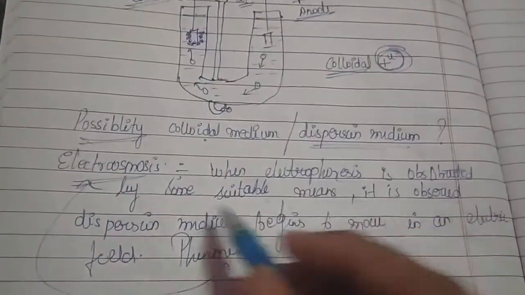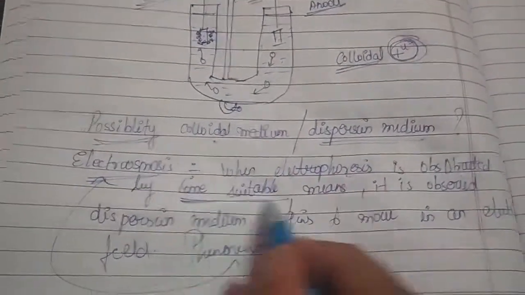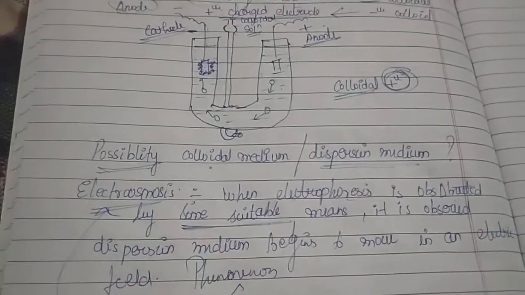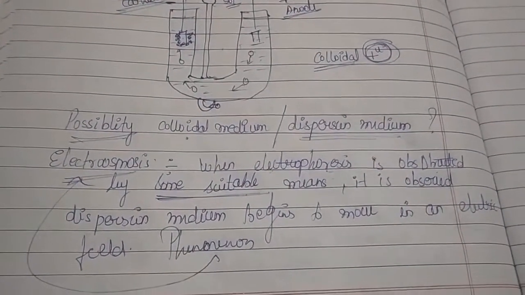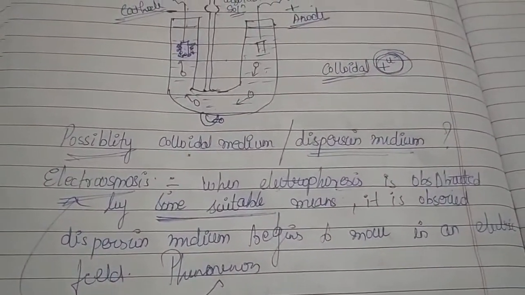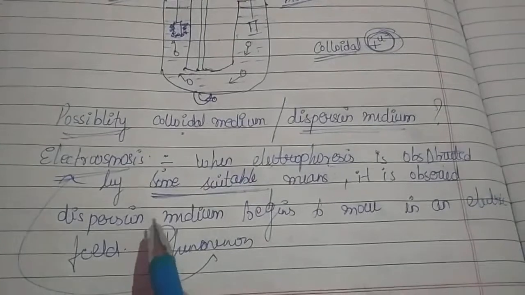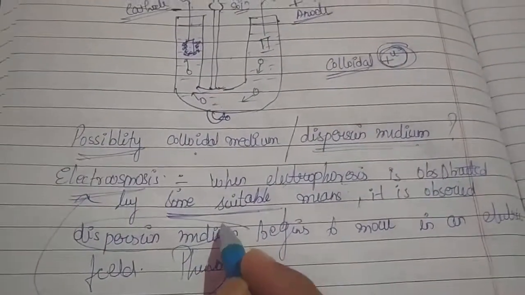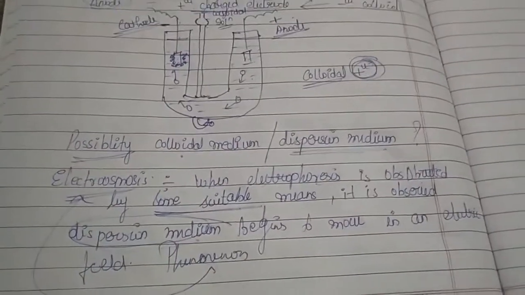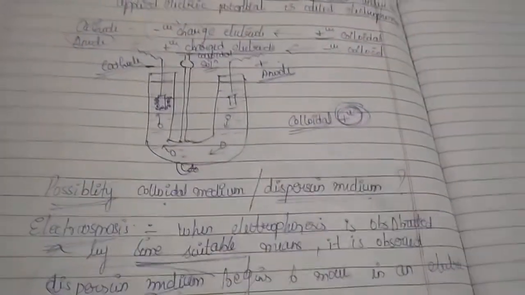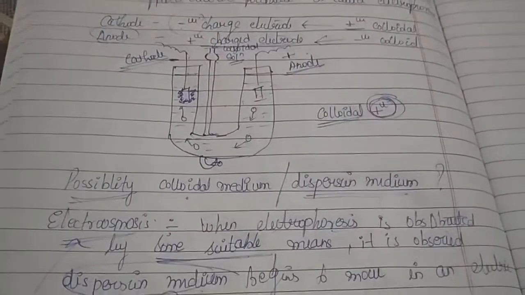So when electrophoresis is obstructed by some means, if you block your electrophoresis, at that moment what happens? Under the influence of an electric field, remember the electric field must be there, your dispersion medium begins to move. And that phenomenon is called as what? Your electro-osmosis. Very much important thing.